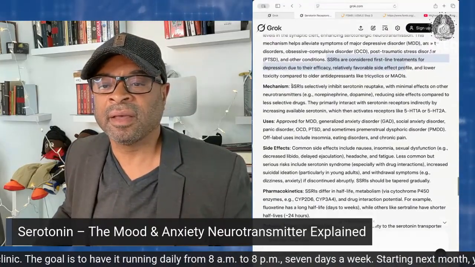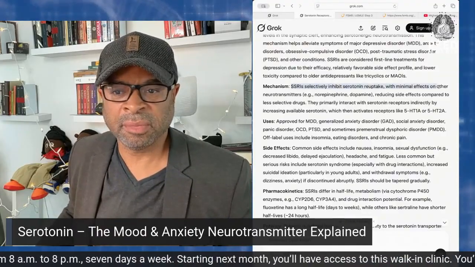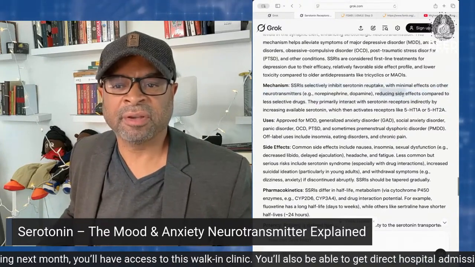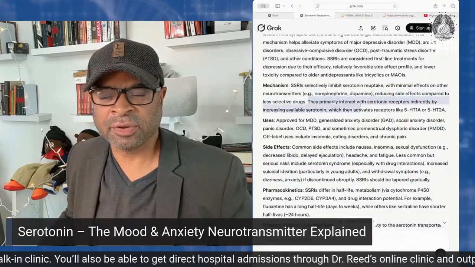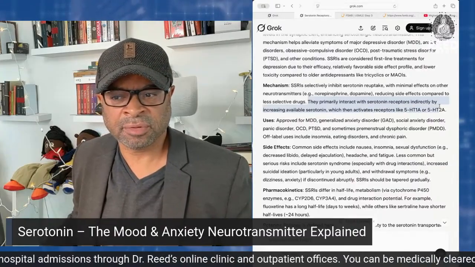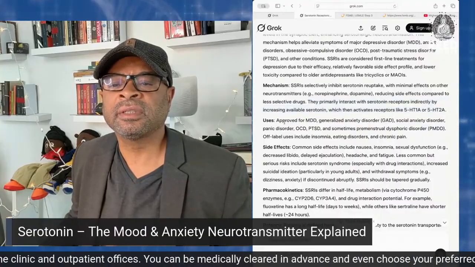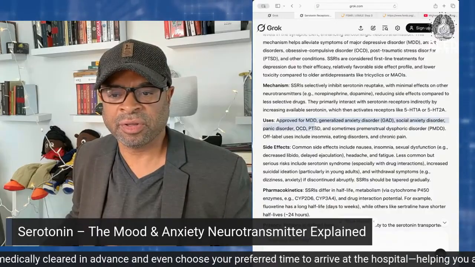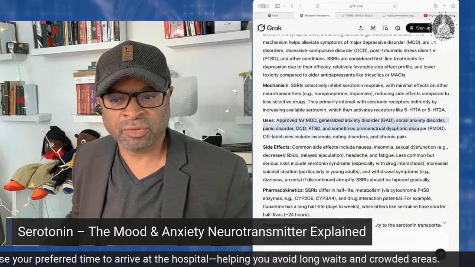Mechanism here. SSRIs selectively inhibit serotonin reuptake with a minimal effect on other neurotransmitters, reducing side effects compared to less selective drugs. They primarily interact with serotonin receptors indirectly by increasing available serotonin, which then activates receptors like the 5-HT1A and the 5-HT2A. Okay, so it's approved for major depression, generalized anxiety disorder, social anxiety disorder, panic disorders, OCD, PTSD, and also premenstrual dysphoric disorder.